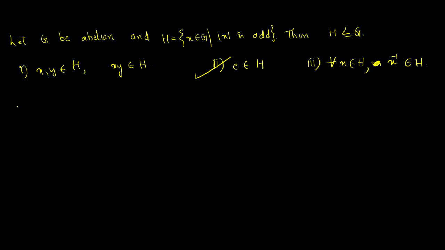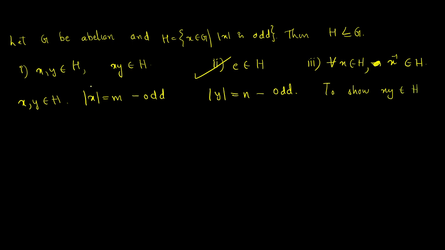Now consider x and y in H. That means the order of x is equal to m, which is odd, and the order of y is equal to n, and that also must be odd. We have to show that xy is in H. That is, we have to show the order of xy is odd. That is our idea. All right, now what will we do?